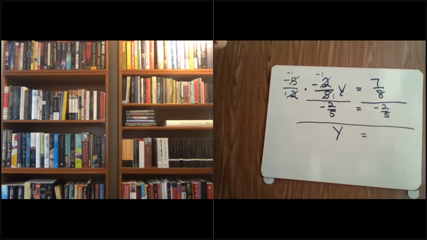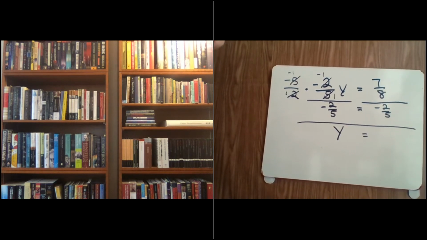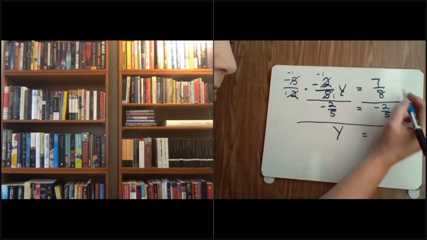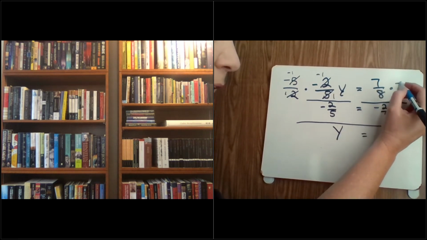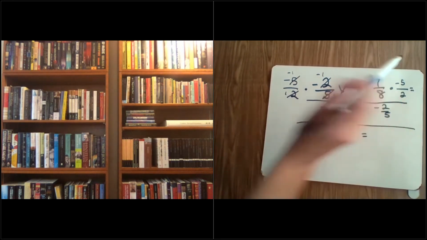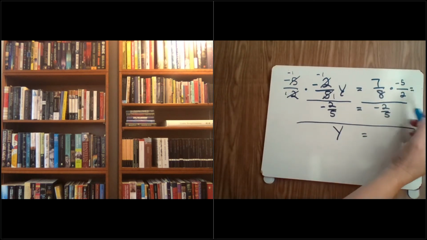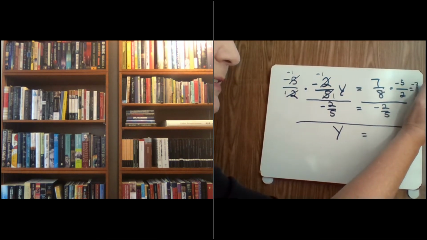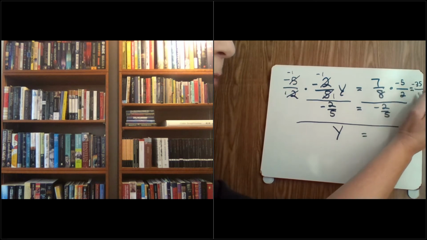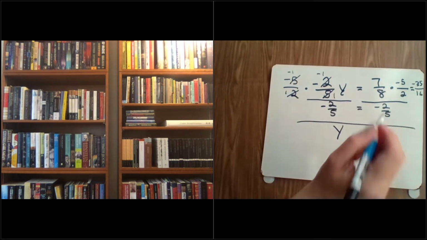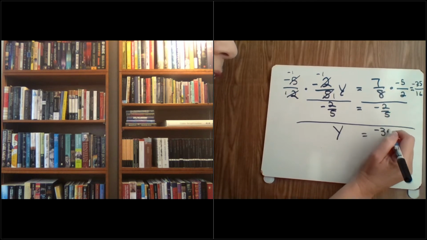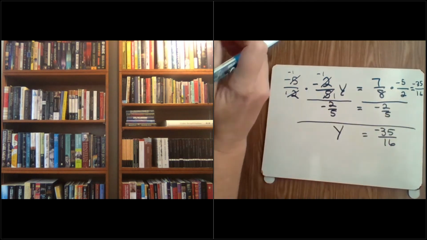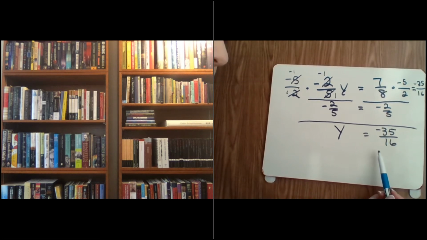Okay, we need to do this division now. 7/8 divided by -2/5. Again, division is just multiplying by the reciprocal or the flip-flop. So I'm going to write -5/2 up there, and I'm going to multiply across. It's just easier for me to solve it that way. 7 times -5 is -35. 8 times 2 is 16. So our answer is -35/16. That is the correct answer, and that is a legitimate form to write our answer.